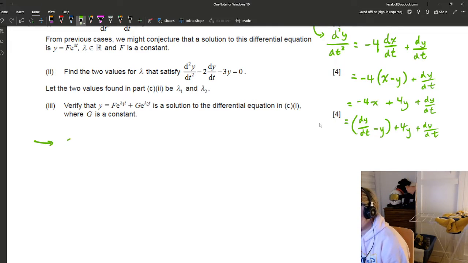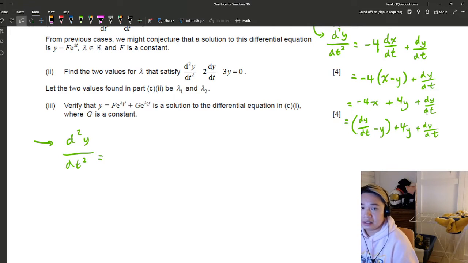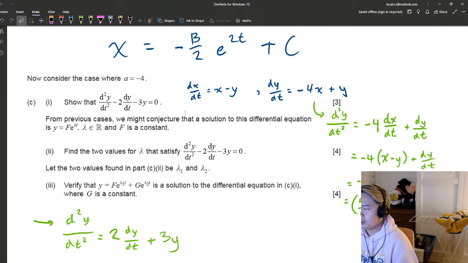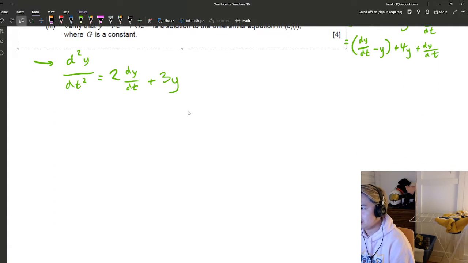Okay, so currently we have d squared y over dt squared is equal to, and then on the right side we have these two added together. So that's 2 dy dt, and then plus 3y when we add these two together. And then we're basically done, right? We just need to move everything to one side.